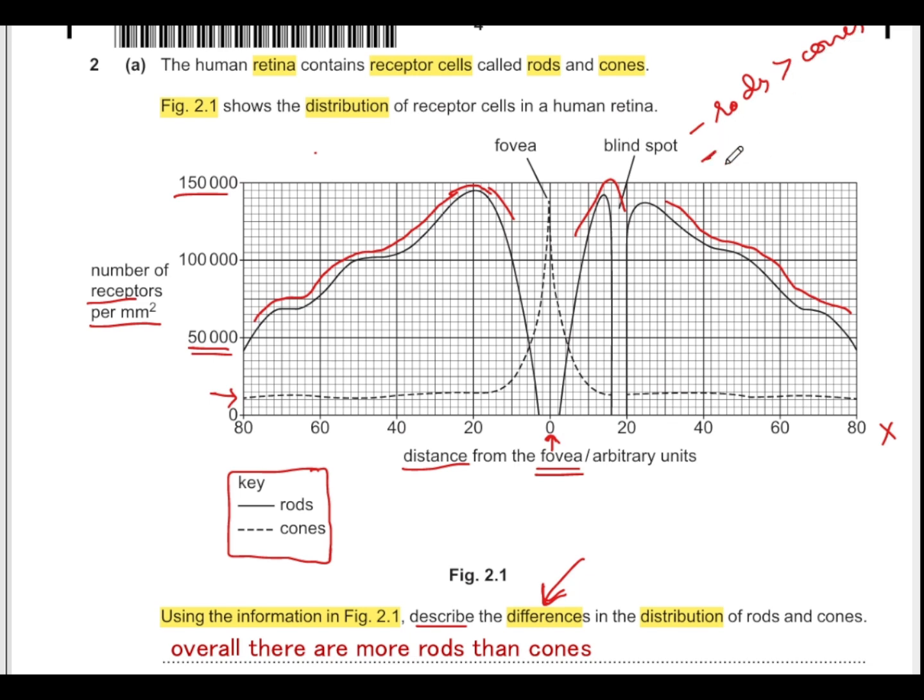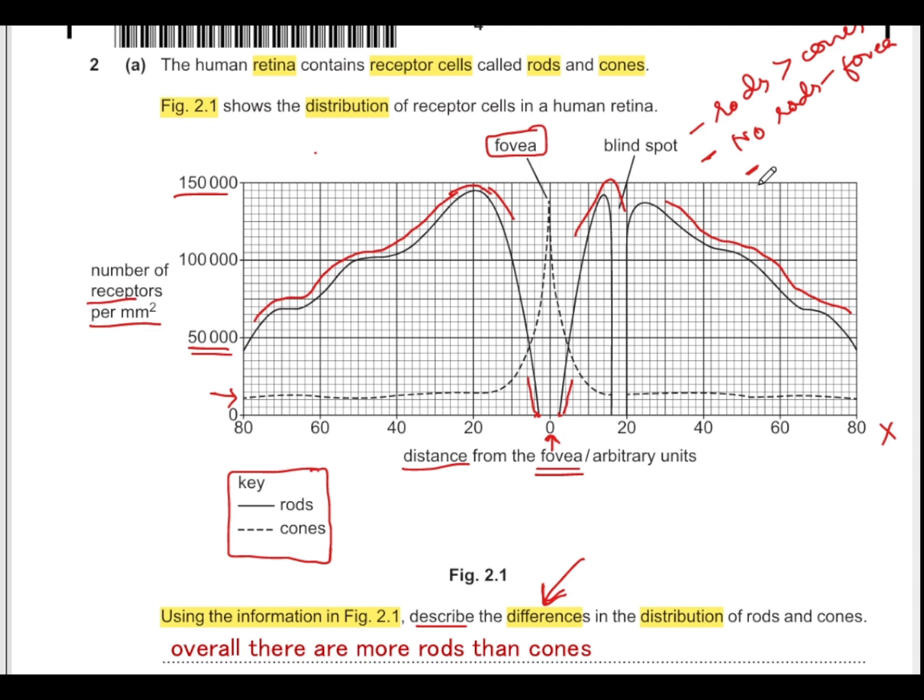The second thing we notice is, if you look at the fovea, which is 0 arbitrary units, do we have any rods here? See, this line is going down, both these lines are touching the x-axis. That means there are no rods present at the fovea. So that is another point you can write: no rods present at the fovea. Let's see what more we see about rods.